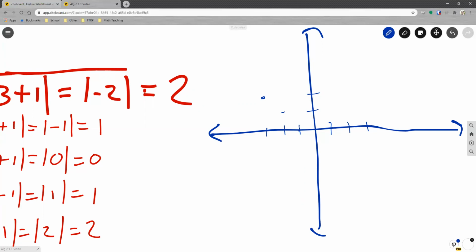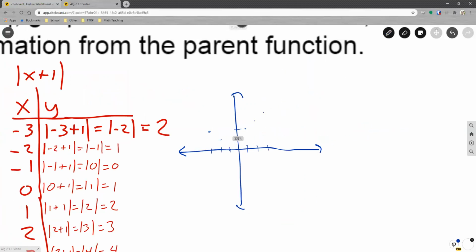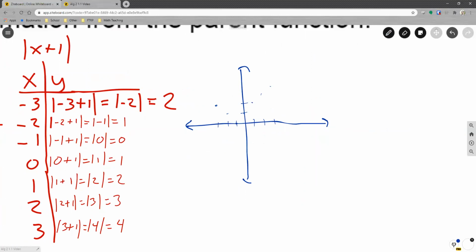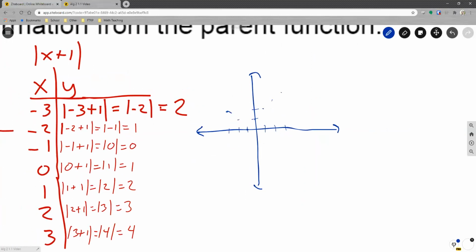-1, 0 will be right about there. And then finally, I'm going back up at 0, +1, 1, +2, 2, +3, and 3, +4. I've got my values, and if I now connect them, it looks like my absolute value function looks effectively the same as the other one, except it's a messy drawing, but everything has been shifted to the left by 1 unit.